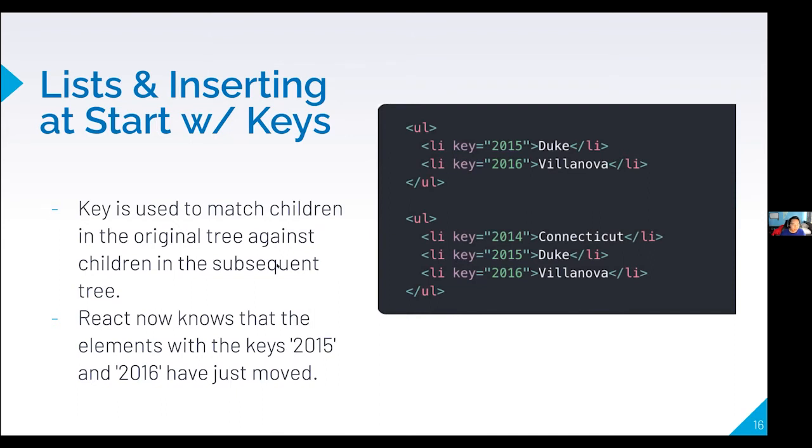Keys are used to match the children against the original tree. Again, these are the same list at different points in time. At this point we're adding Connecticut, but React doesn't re-render the whole list anymore. It just knows to add it to the beginning of the list, because here it actually knows, based on these keys, that 2015 and 2016 aren't gone, even though they're in a different position. They just moved. So it knows how to insert that.